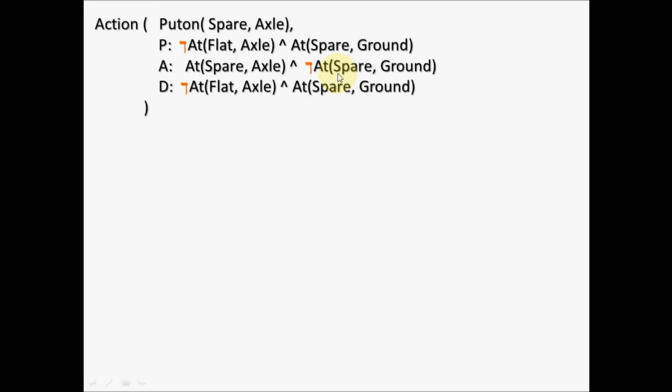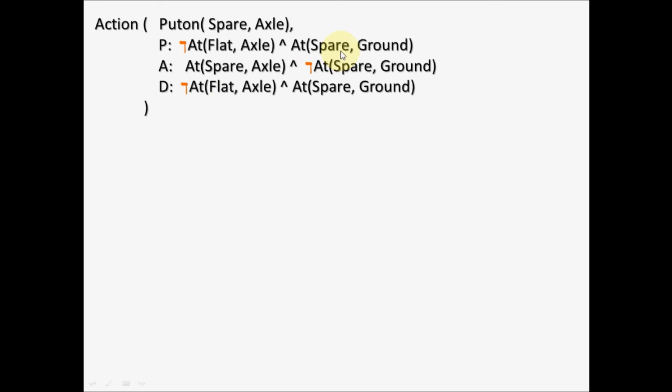So you have to specify what is obvious also. Now the delete list contains those predicates from the precondition list which are no longer true. After putting the spare tire on the axle, is the flat tire still present at the axle? No, this is false. Now there is a spare tire on the axle, so there is no longer a flat tire present on the axle. This is false. So add this to the delete list.